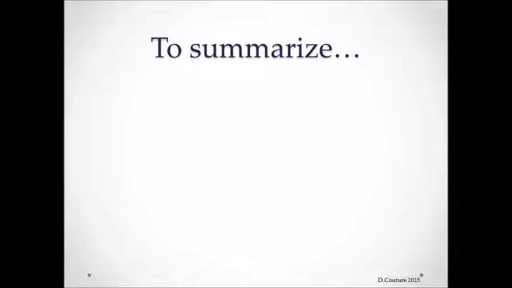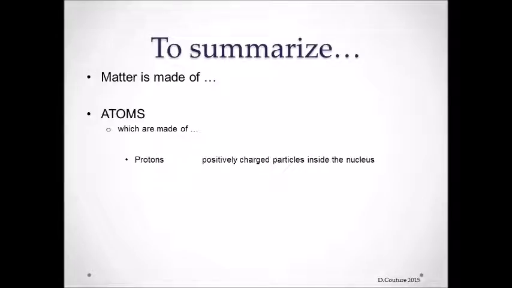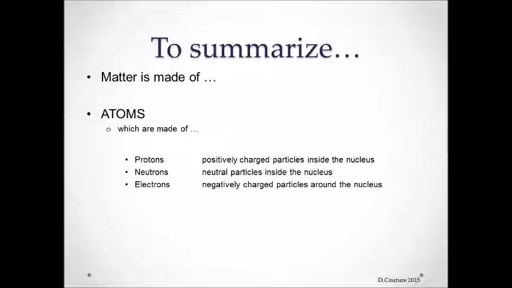So to summarize this little tiny recap, matter is made up of atoms, and these atoms are made up of three different elementary particles. Protons, they're positive, and they're inside the nucleus. Neutrons, which are neutral, also inside the nucleus, kind of acting like a glue to hold everything together, and electrons, which are negative, zooming around the nucleus.